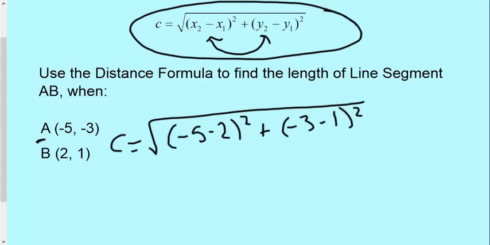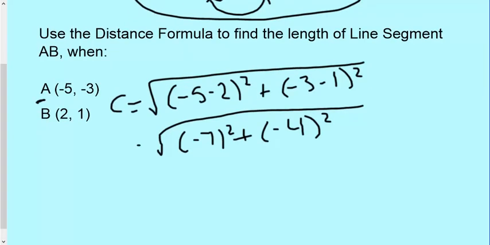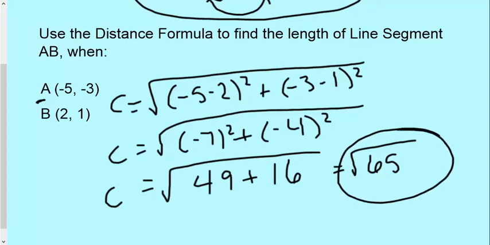So negative 5 minus 2, again, that's going to be negative 7 squared plus negative 4 squared. And if I were to do it the opposite order, I would just have positives here, right? But because we're squaring them, it's not going to matter. So this is the square root of 49 plus 16. And if I add those up, that's just going to get me the square root of 65. And I know 65 can't be broken up because the only thing that goes into 65 is 5 and 13. So my final answer is going to be the square root of 65.